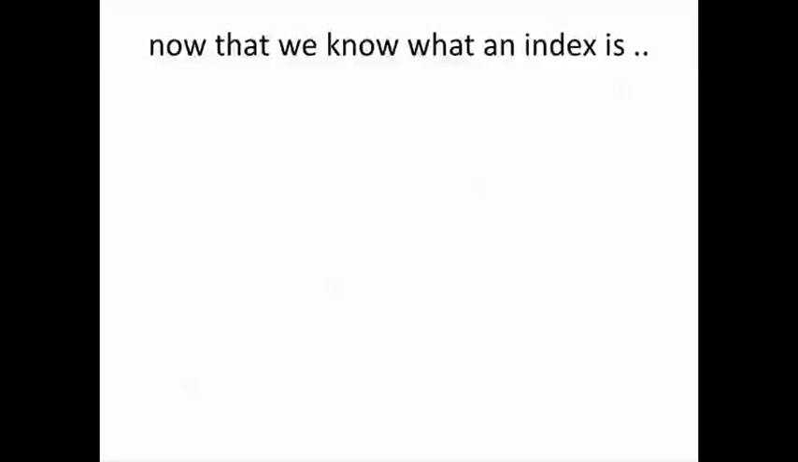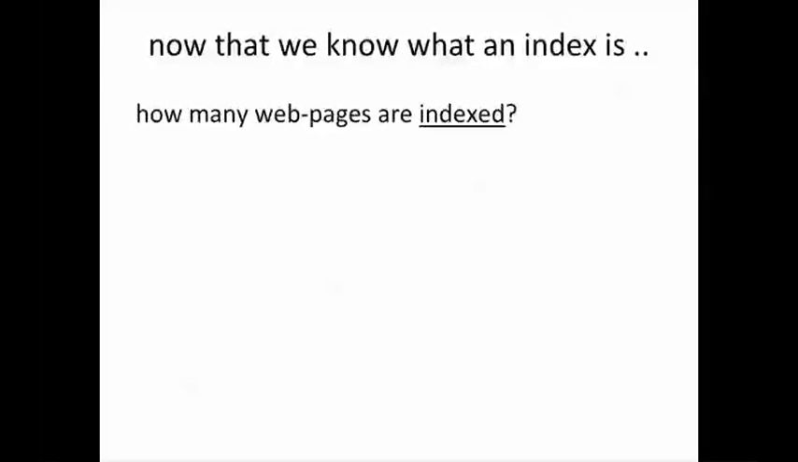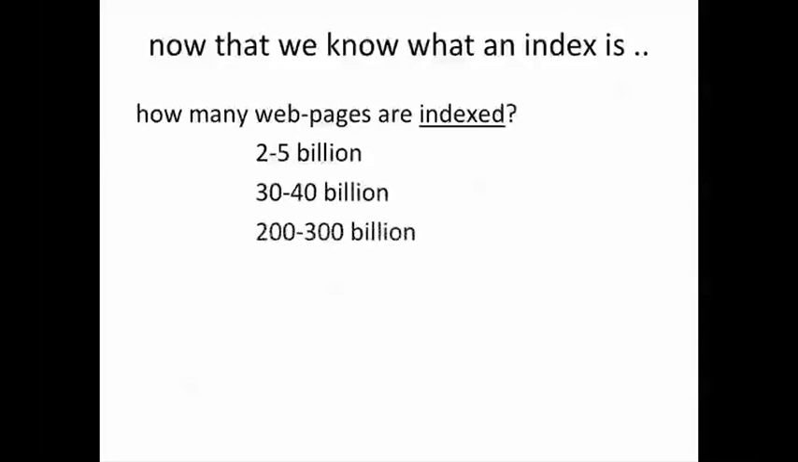So, now that we know what an index is and how to create it, how many web pages do you think are actually indexed by a search engine like Google or Bing for that matter? Is it 2 to 5 billion? Is it 30 to 40 billion, 200 to 300 billion, or in the trillions?